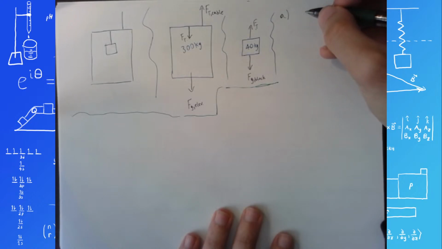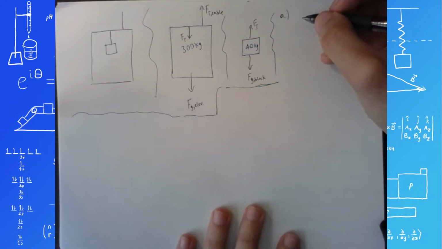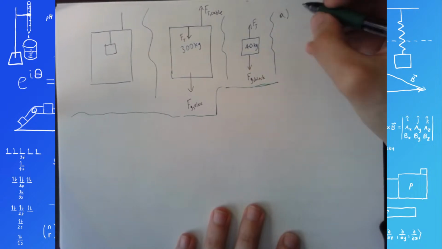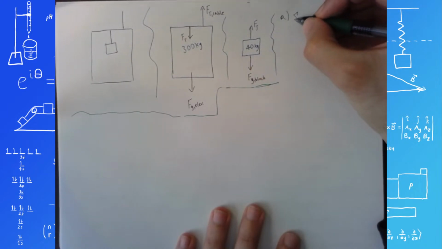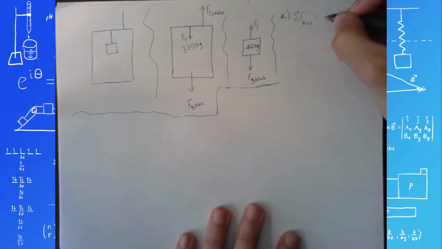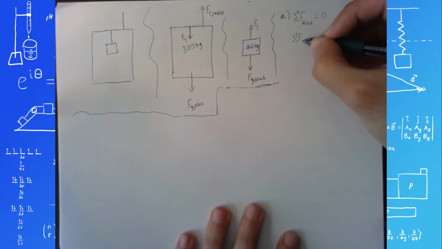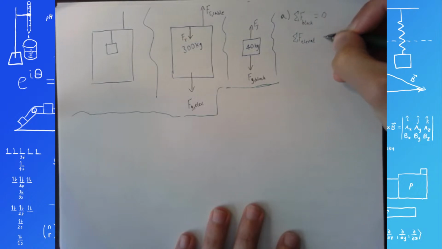Well, if the elevator is stationary, and it's not speeding up or slowing down, then we know that the acceleration is 0. And that applies to both the block and the elevator. So net force on the block equals 0, and also net force on the elevator is equal to 0.